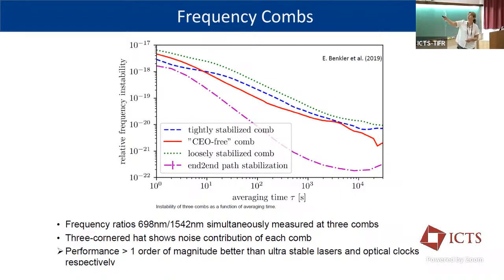And you see a free running comb would, for some things, not be good enough. But if you do end-to-end path stabilization, so really active frequency or fiber length stabilization, you can really go down to close to 10 to minus 22. So that's remarkable. So with this, Eric could show that at the moment, no optical clock worldwide could beat the comb performance. So when you build a clock, you might be limited by the clock laser or by the atom, but fortunately not by the comb. Combs are really on the safe side.